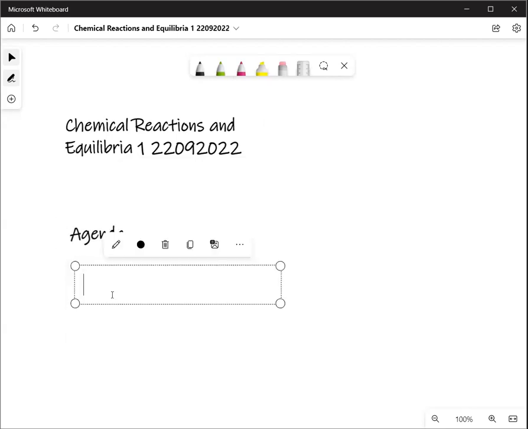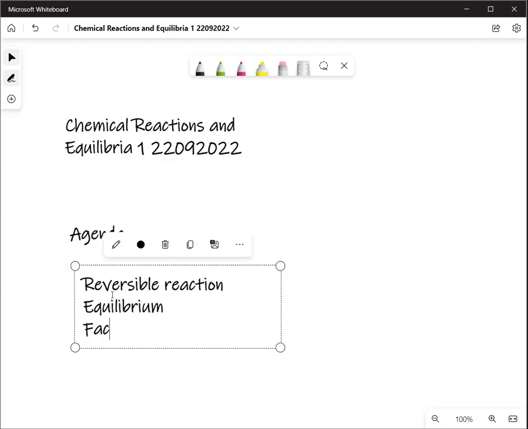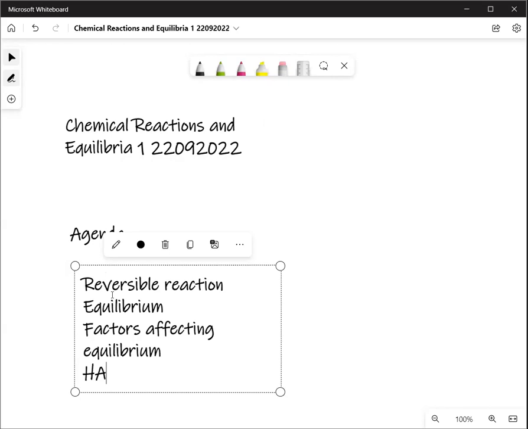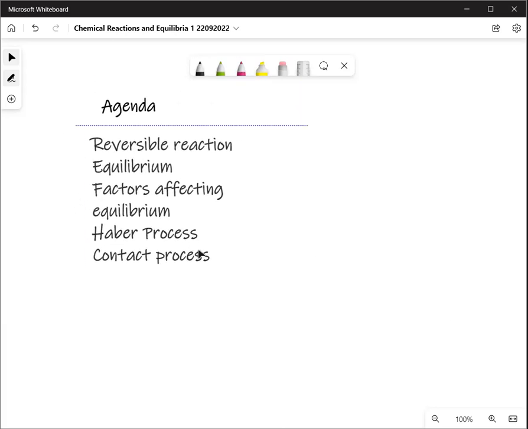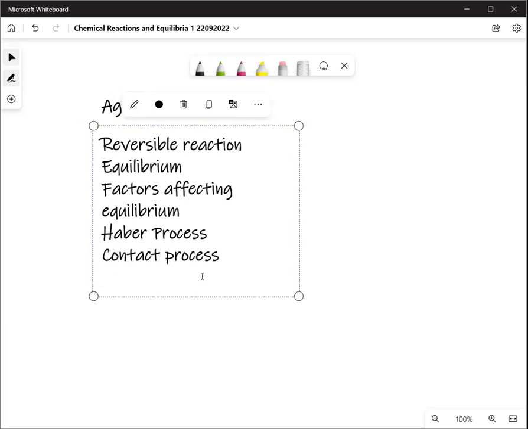We'll be learning the following things: what are reversible reactions, what is equilibrium, factors affecting equilibrium. We'll also be learning about the Haber process, the contact process, and finally fertilizers.